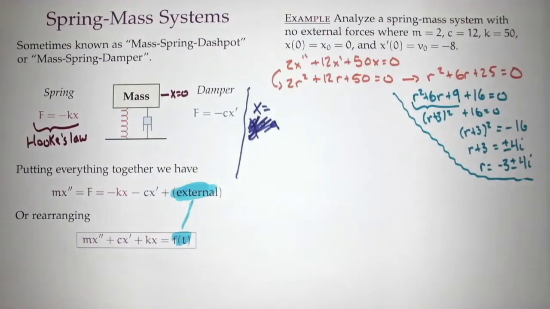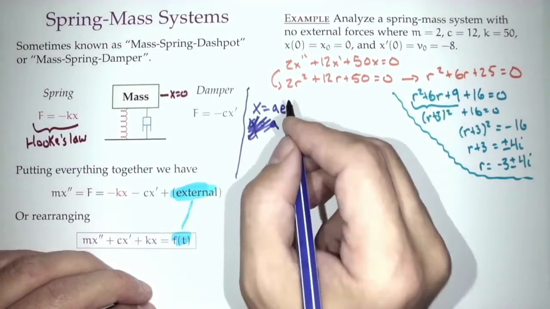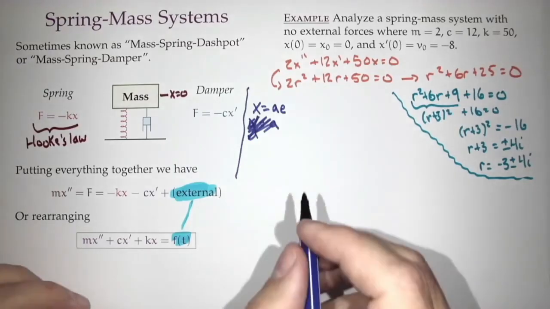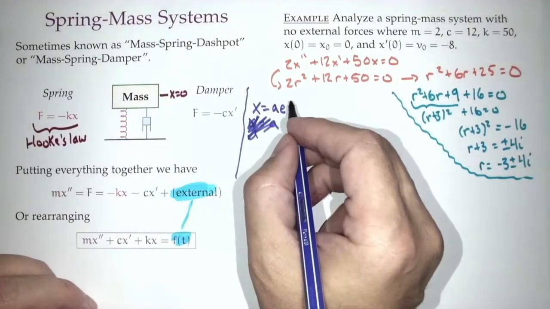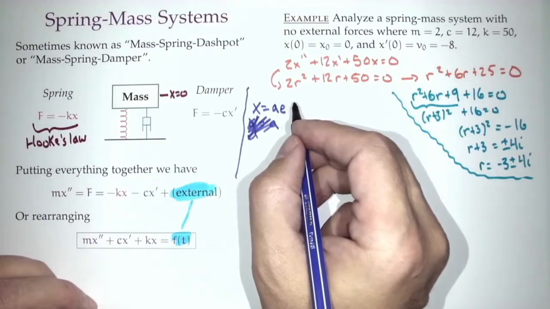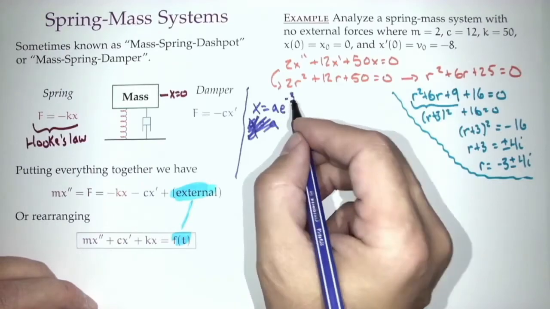Oh, someone wants to do e to the negative 3 plus 4i. No, we're keeping it real in this class. Okay, how do we keep it real? What's the function? I'll give you a hint. Negative 3 is the right thing to put here.